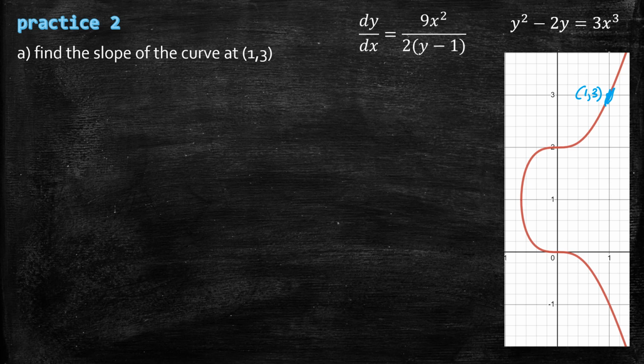So what we're really asking is, what is the value of dy by dx when x is 1 and y is 3? And that's how we write that. All right, now that we have the formula, we just have to plug in. So that's 9 times 1 squared over 2 times 3 minus 1, which is 9/4, or 2.25, which is very close to what we estimated the slope to be, around 2.